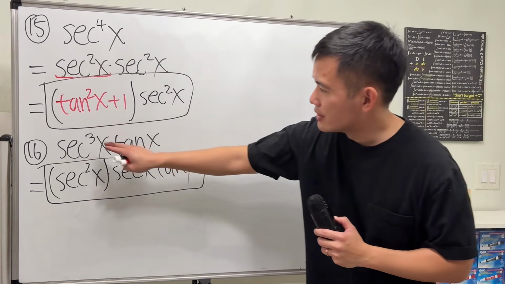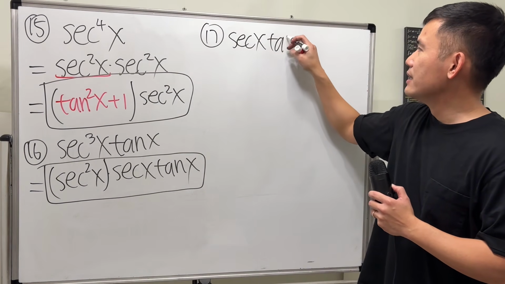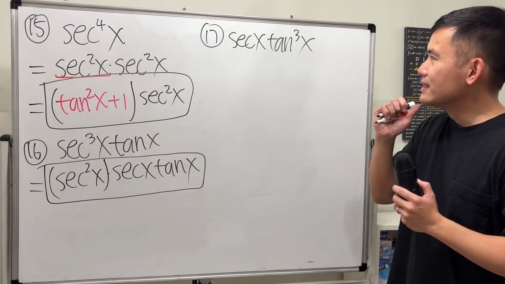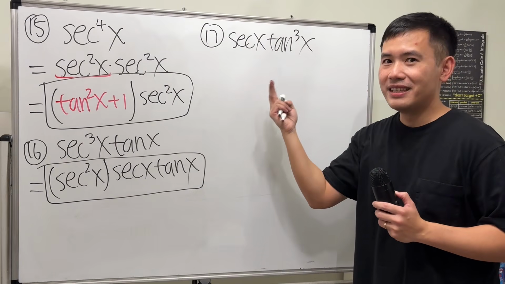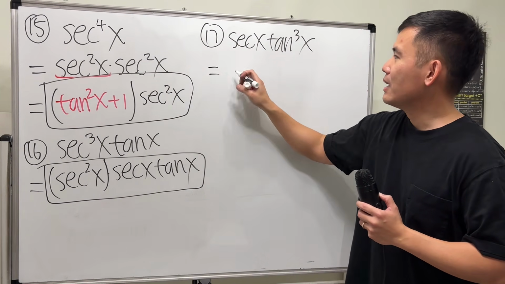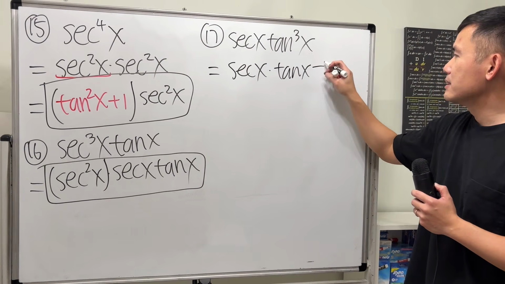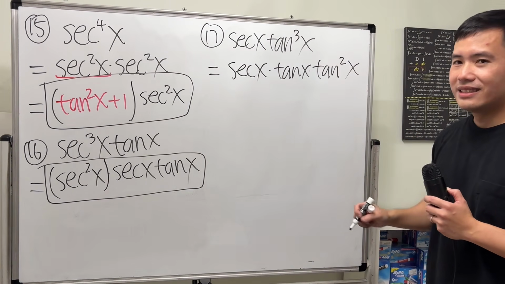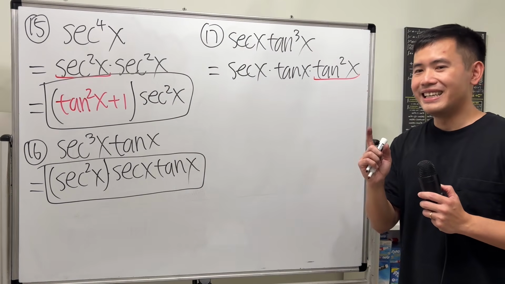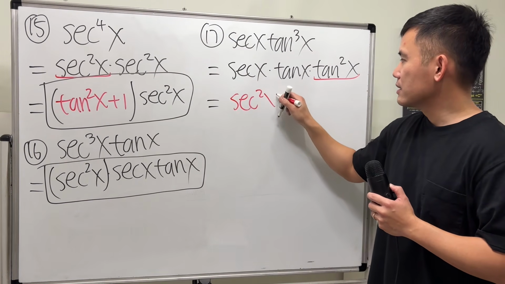Now let me change the third power a little bit. Number 17, let's look at if we have secant x times tangent to the third power x. In this case, I really cannot produce the secant square anymore. So let's take out one of the tangent. This becomes secant x, and then times tangent x, and then times tangent square x. Here, tangent square x, we can change that into secant square x minus 1.